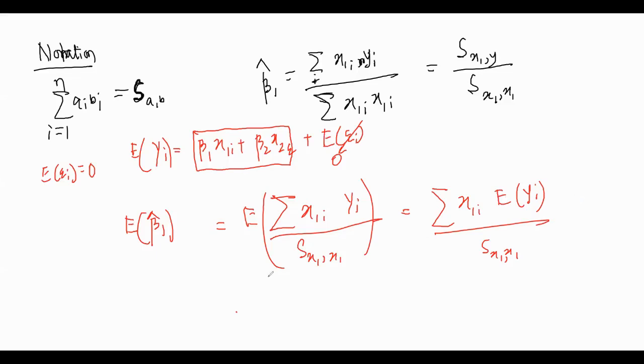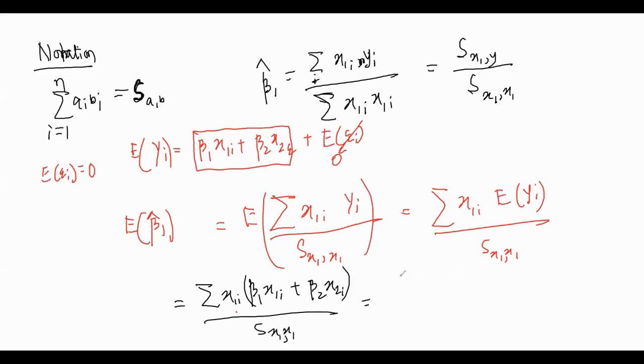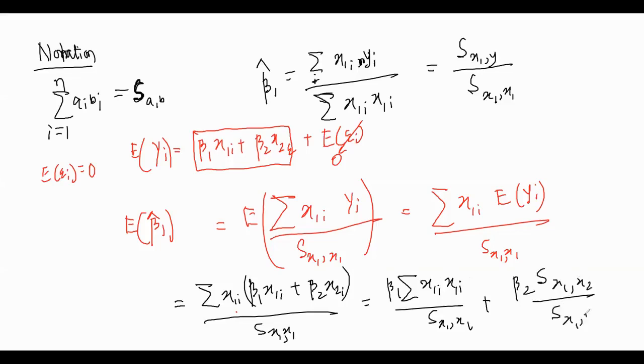Let's write here. It's equal to summation of x1i. Let's replace the expectation of this: it's beta 1 x1i plus beta 2 x2i, divided by S of x1 x1. What do you get from here? Observe, you get the expectation of beta 1, comma, xi by S of x1 x1 plus beta 2 S of x1 comma x2 by S of x1 comma x1. Observe that this is equal to this, right, by the definition.